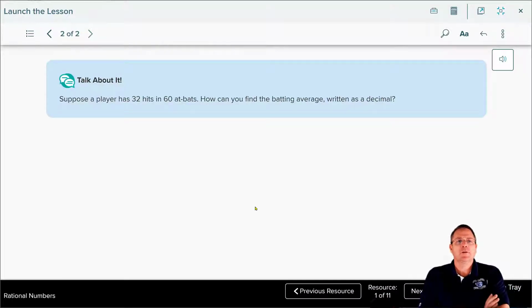Suppose a player has 32 hits with 60 times at bat. How can you find the batting average written as a decimal? These are the things we're going to learn about in this lesson, which, by the way, that player would have a whole lot better batting average than the one we just looked at.